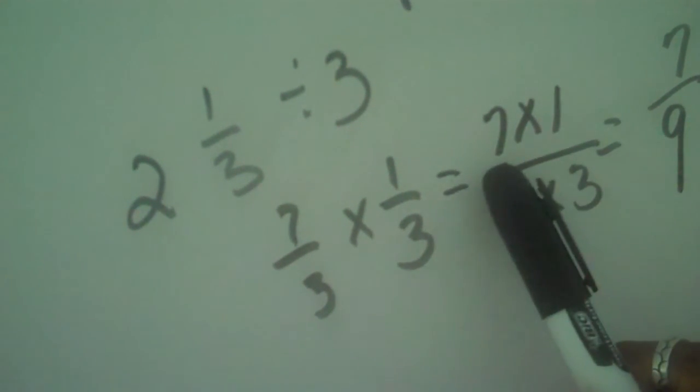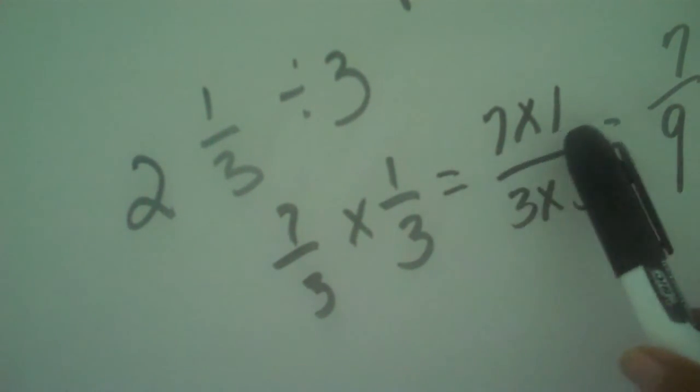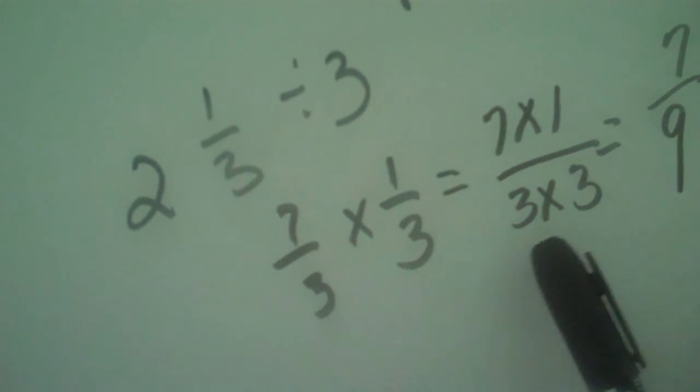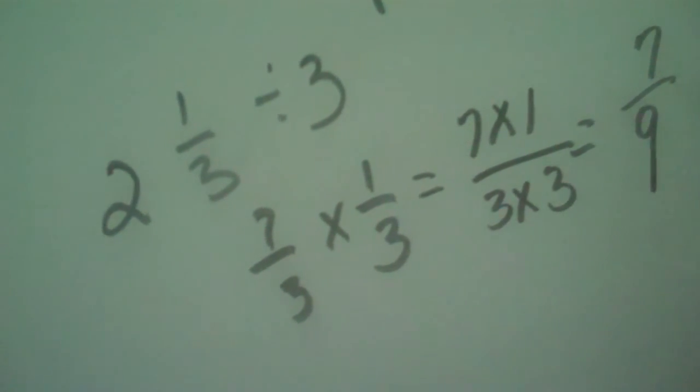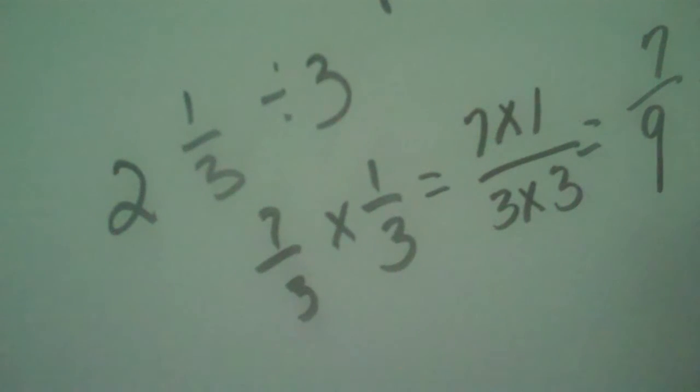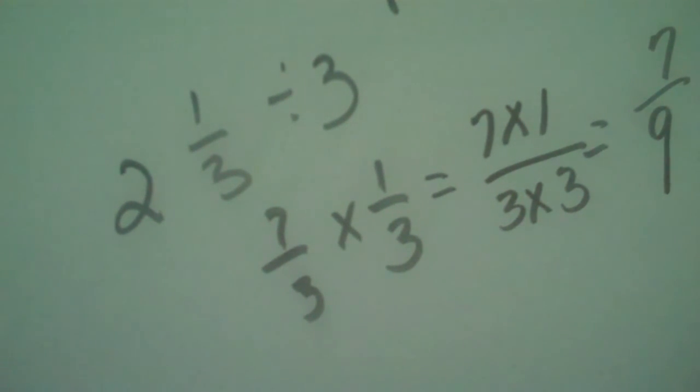Then we multiply the numerators together, which would be 7 times 1, the denominators together, which would be 3 times 3, and we get 7 over 9, a fraction that cannot be reduced. So our answer is complete.